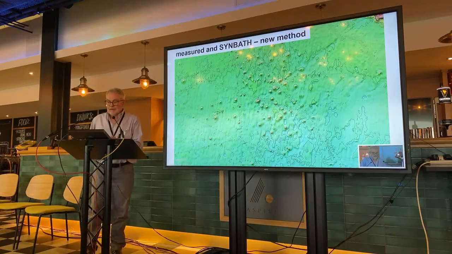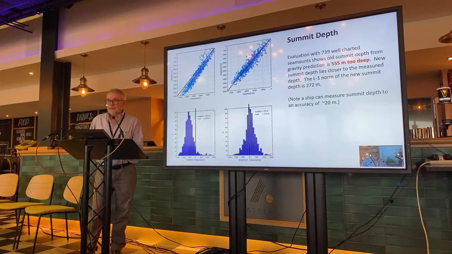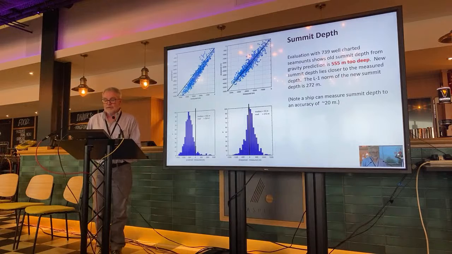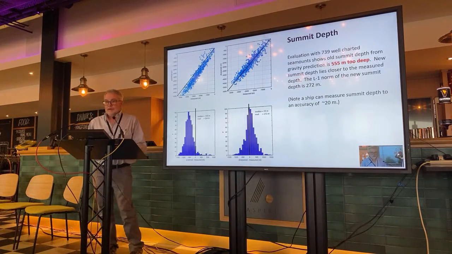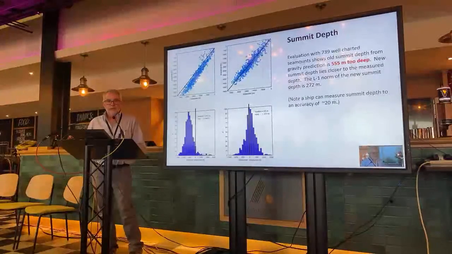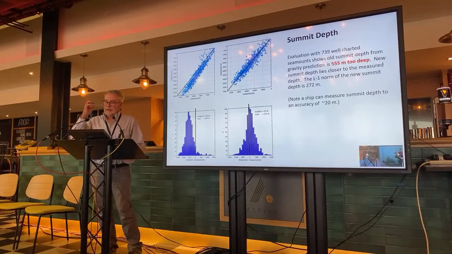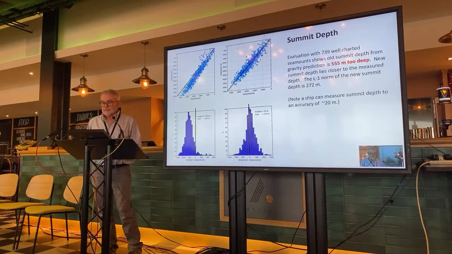So there's the sharpening of the seamounts. And one thing about this sharpening is that it also improves the summit depth estimates. From the gravity, predicted summit depths are all too deep, by about 500 meters on average. And so this is bringing the summit depths back closer to the real value. And this is something that we're working with NGA on because they're interested in hazards to navigation and so on. So now we can characterize these much better.